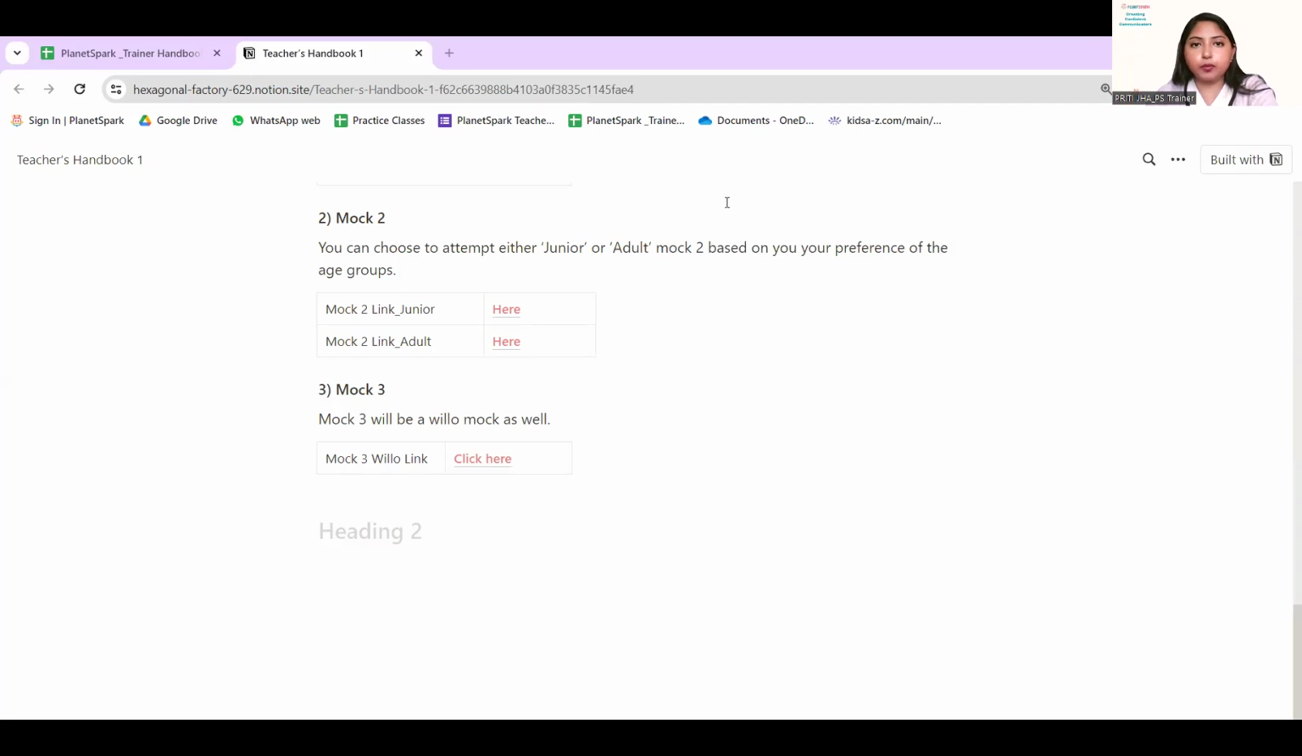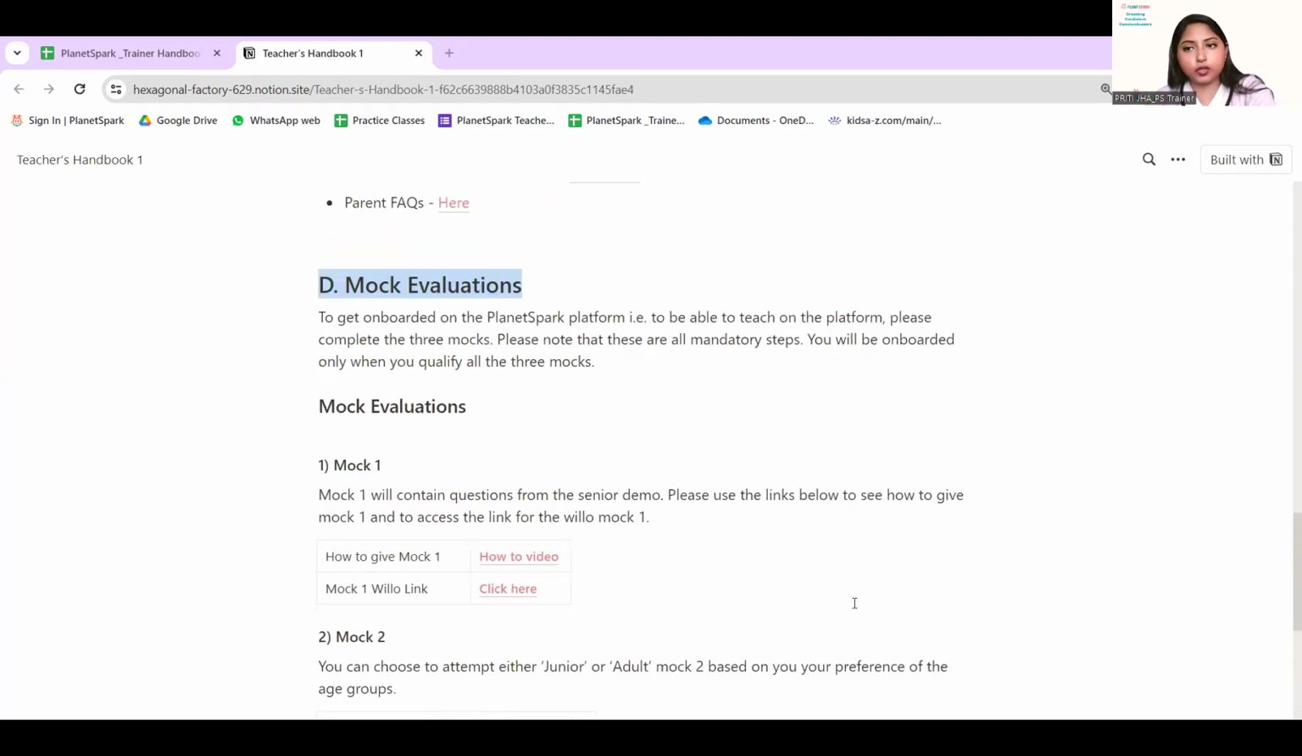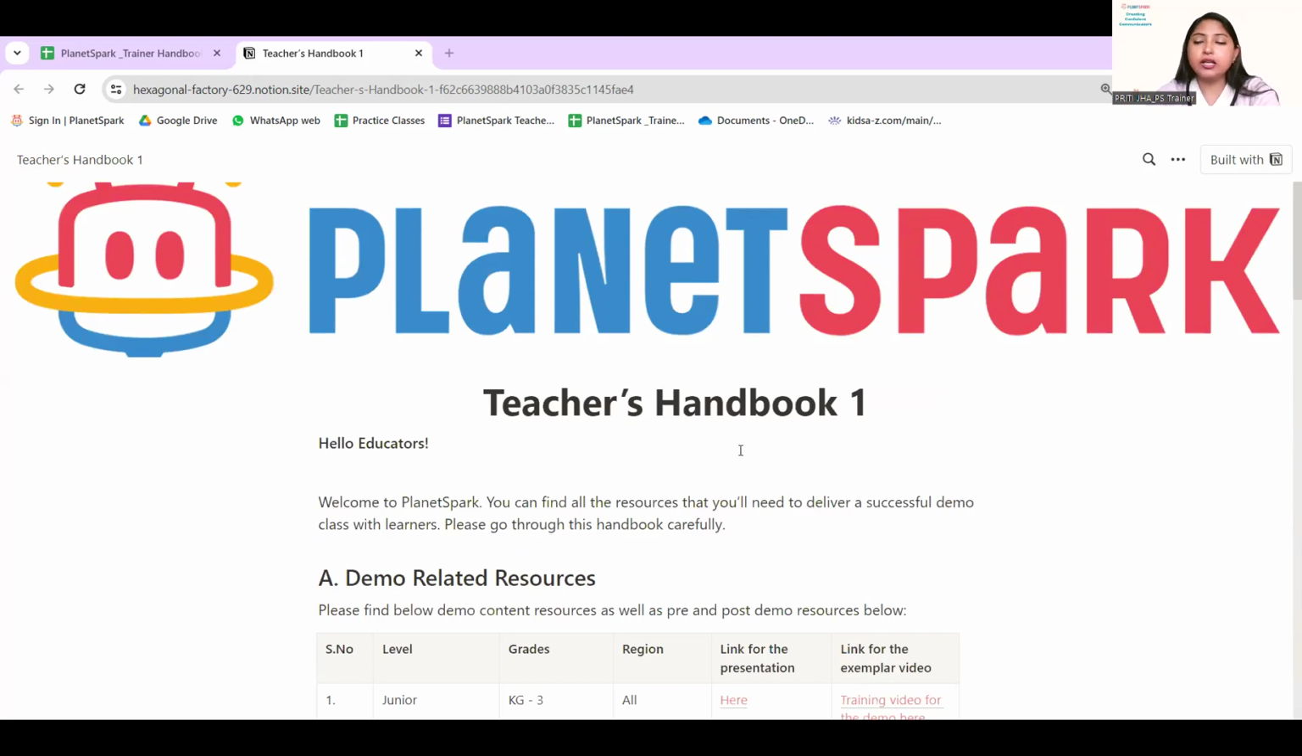Go to the blue panel on the left-hand side. You have not clicked it clearly. Rinisha, teacher handbook. Teacher handbook is mock resources. It is also known as demo resources, whatever you call it. All three things are the same. Each mock test takes one hour.